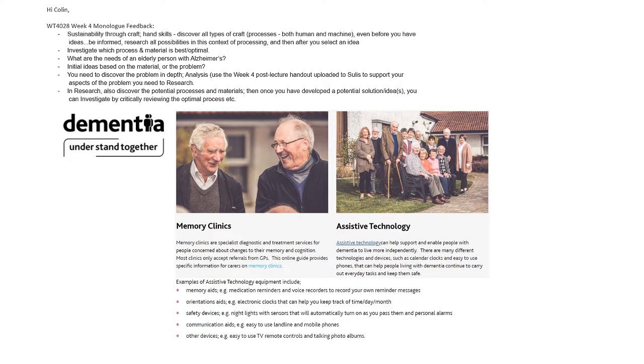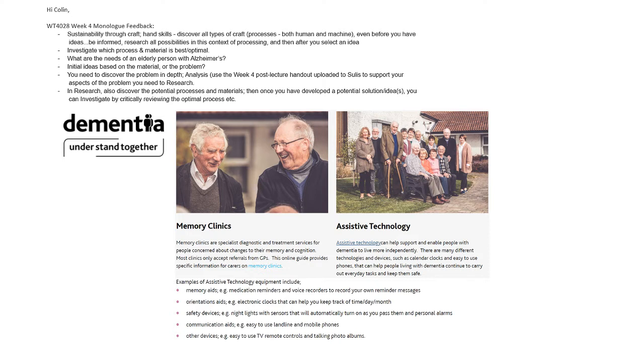So we further looked into this on the website here, Dementia Understand Together. What they had was this idea of memory clinics. Once again, this is not something that I can necessarily manufacture or meet the needs of, but it gives me an idea of what can be done for this disease. And likewise, there's technology. Although this is not something that you can necessarily manufacture, I thought I could take inspiration from it and try and link it back to the design and make part of construction studies.